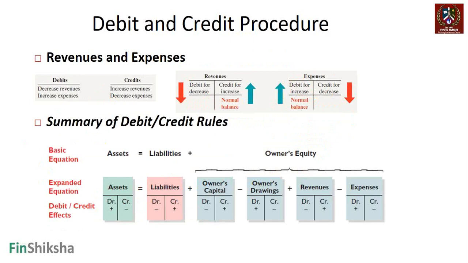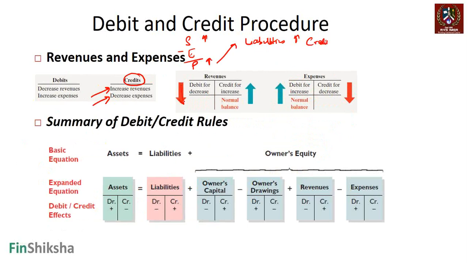For revenues and expenses, increase in revenues and decrease in expenses are both credit. Remember, we saw increase in sales minus expenses is profit. So if sales go up, profits go up. Profits go up means liabilities go up, and liabilities going up are credit. Just remember it this way. It's easier to remember it this way, right?